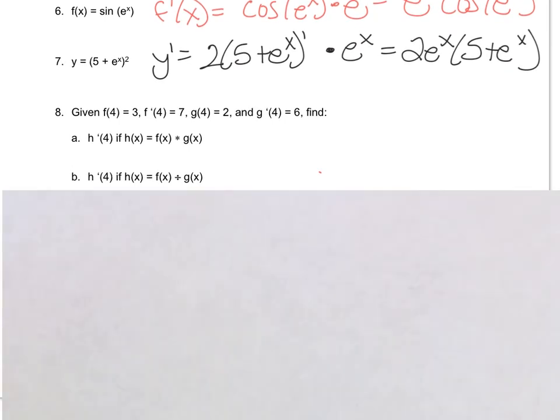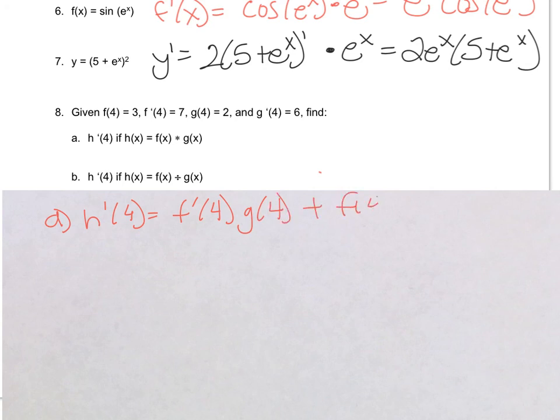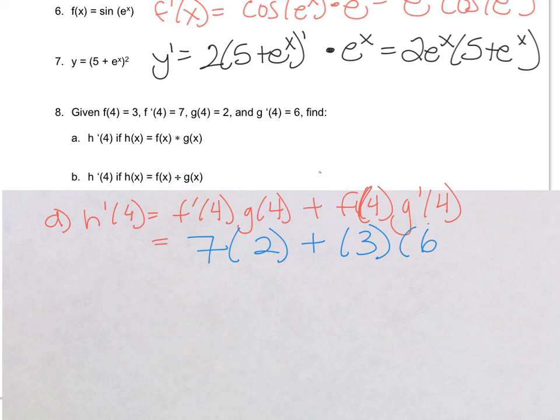Now 8 and 9, they're like a matching kind of problem. For 8a, if I write out the product rule at 4, what that's saying is f prime of 4 times g of 4 plus f of 4 g prime of 4. Well, if you look at what we were given, f prime of 4 is 7, g of 4 is 2, f of 4 is 3, and g prime of 4 is 6. So we get 14 plus 18 for an answer of 32.